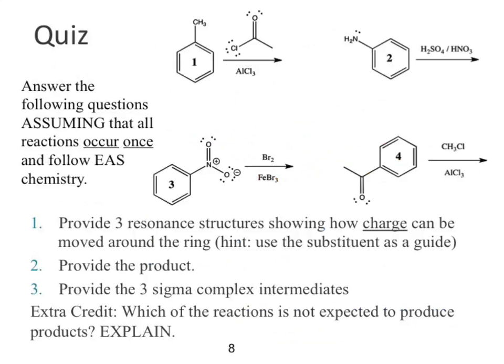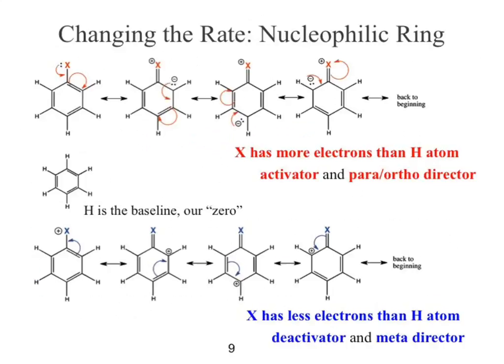Sorry, that was the wrong way. Group number 2, what's atom X? Where's group 2? You guys are group 2. What's atom X? Nitrogen. Does nitrogen have more electrons than hydrogen? Yes. That means we classify atom X as an activator. Where does our substitution occur? The ortho-para positions. Take a look at the products. Where's your nitro go? The ortho-para positions.